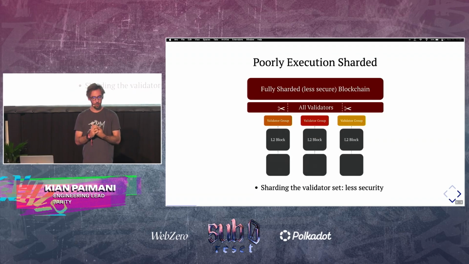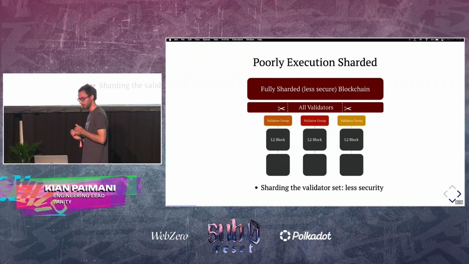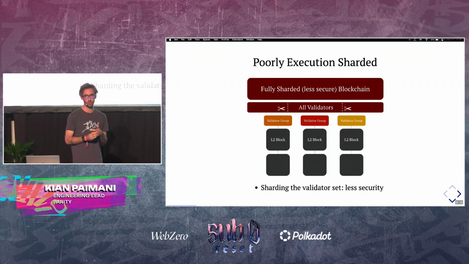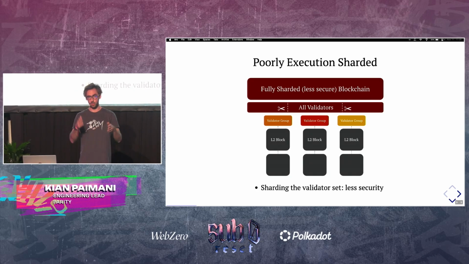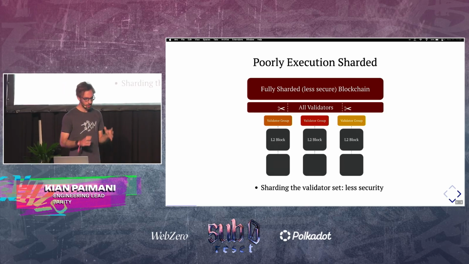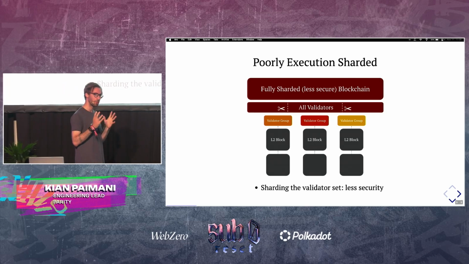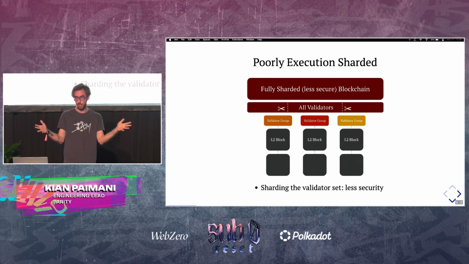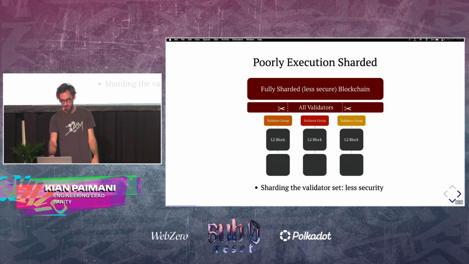Great, right? I would call this poorly execution sharded. Yes, we have sharded our execution, but we have also sharded our validator set. So if we split this into 2 parts or 4 parts, we're also dividing the security of that blockchain into 2 or 4 parts. And really, if I want to boil down the main novelty of Polkadot on the technological level, it is cracking this equation, solving this problem such that we can have execution sharding, but there is no longer this fragmentation of security.